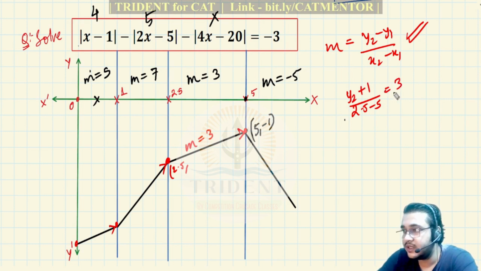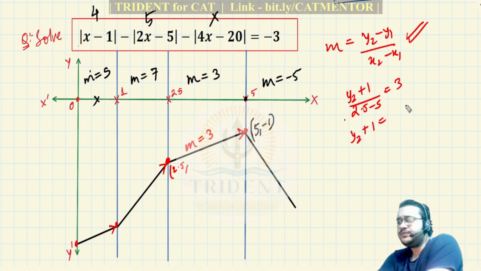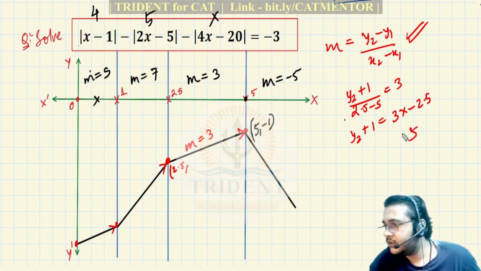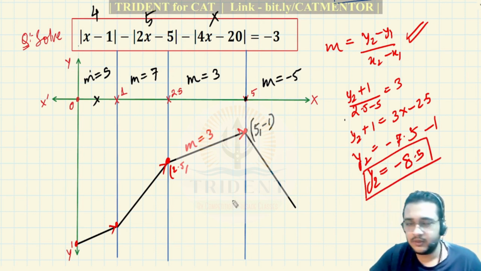That is equal to, slope is 3, mind you. So this is y2 plus 1 equals 3 into minus 2.5. I hope you can see that. This is 3 fives are 15, 3 twos are 6, plus 1 is 7, so 7.5, negative 7.5 minus 1 is equal to y2. Or y2 comes out to be minus 8.5. Now can you see how easily we were able to find this value?